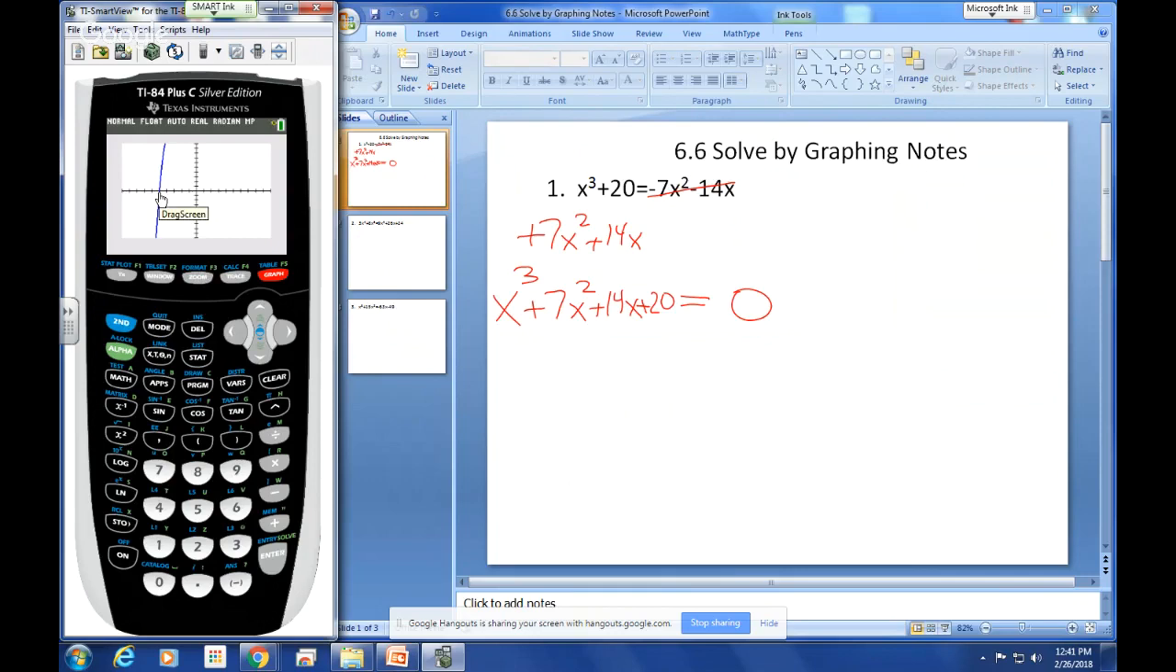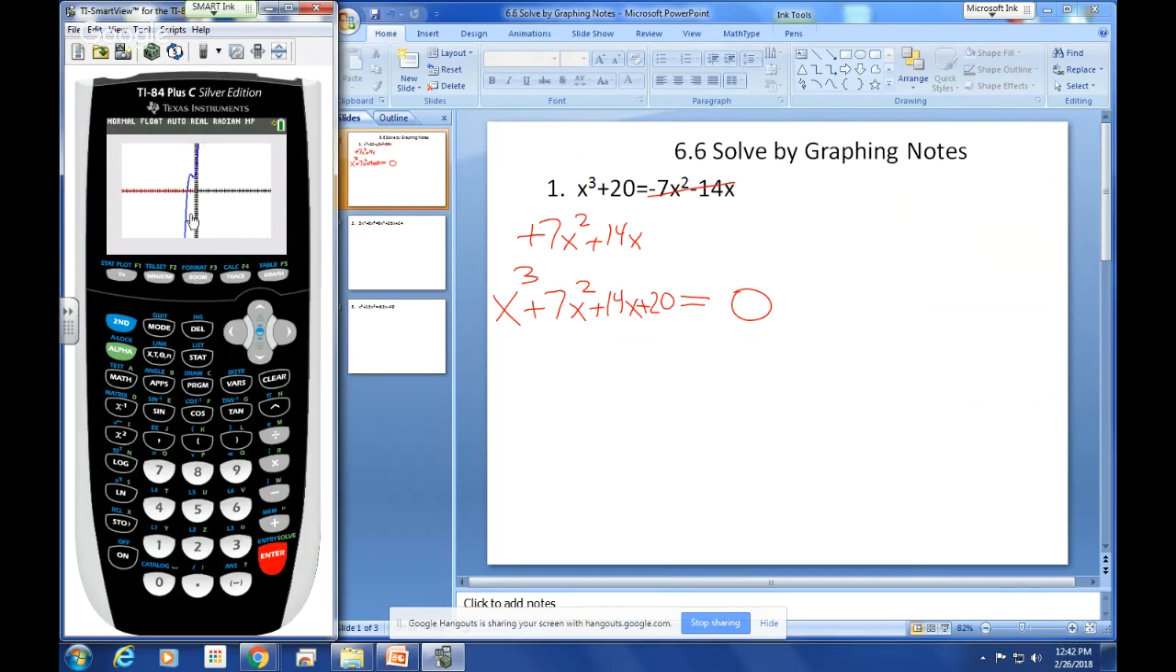Okay, and it's still thinking. See this little thing up here? That means it's still thinking. So I see one solution, which means this zoom is not showing me all my solutions. What I can do is zoom out. I hit the zoom button, zoom out, and hit 3, then enter, because it asks where you want to zoom out from. And I'm looking for this thing.